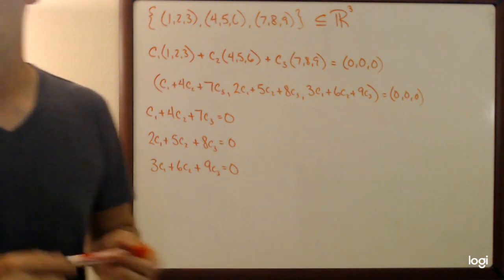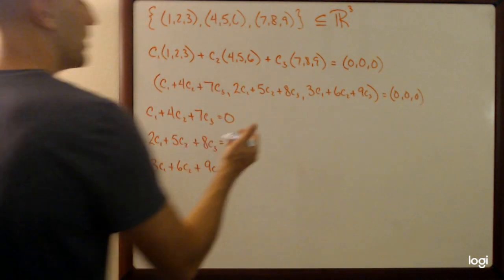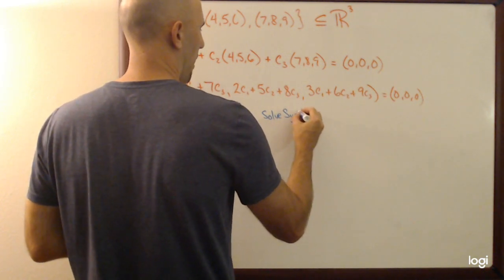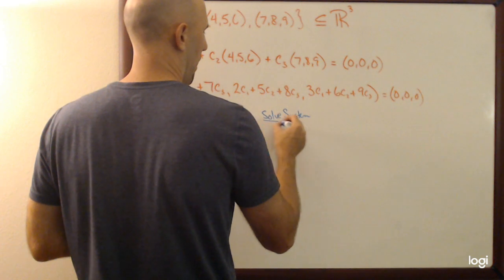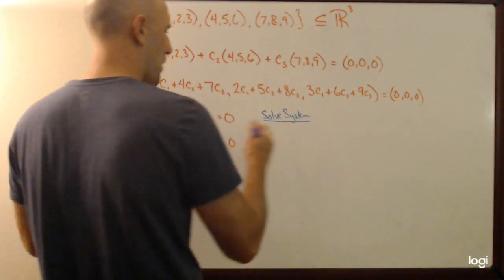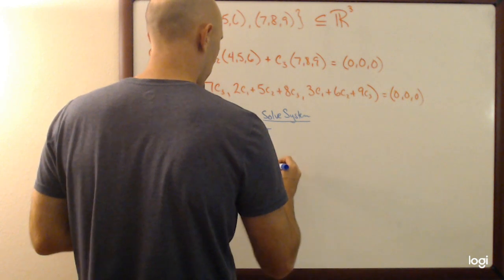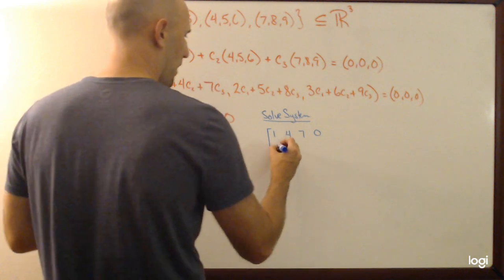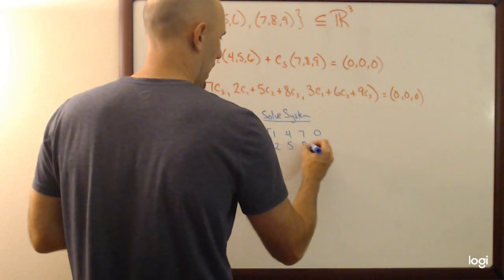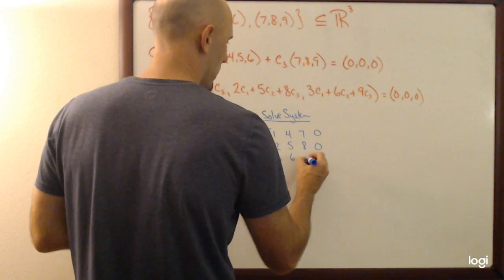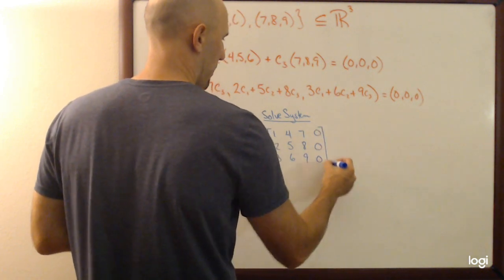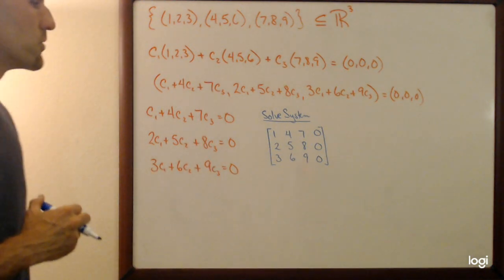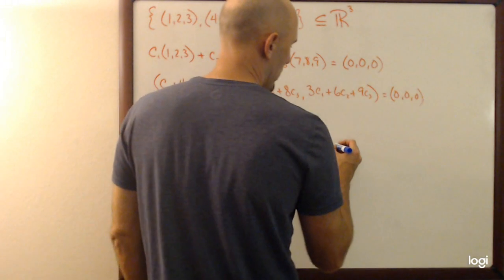I'm going to go ahead and solve this linear system. Okay? I need to do it in another color though. Here we go. I'm going to solve my system. Okay. So again, my representative matrix here. I've got 1, 4, 7, 0, 2, 5, 8, 0, 3, 6, 9, 0. Okay. Let's see if we can't get this into some sort of row echelon form so we can get the solving done.